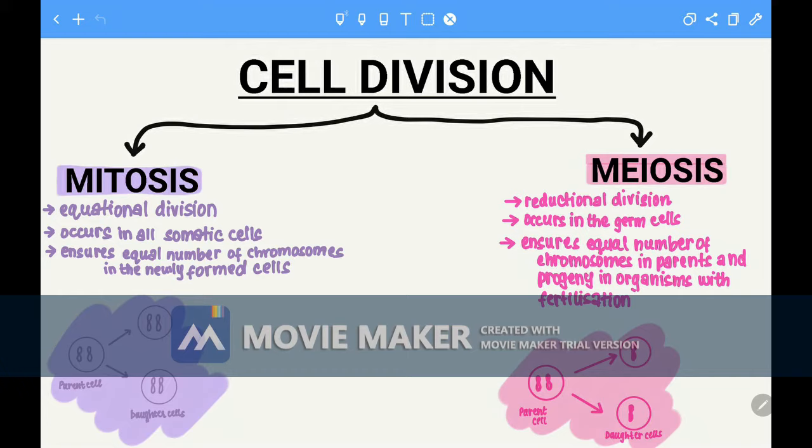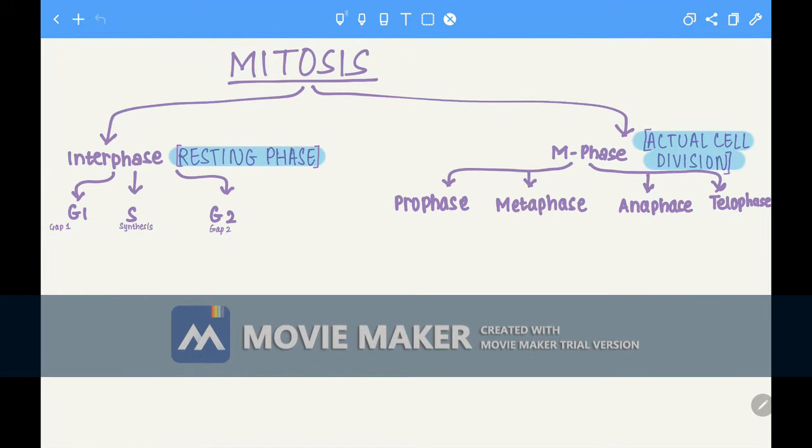Let's look at mitosis now. Mitosis can be broadly classified into 2 stages: the interphase, which is commonly known as the resting phase, and the M phase, wherein the actual cell division occurs. In this video, we're just going to talk about interphase. Interphase further can be classified into G1, S and G2 phase. G1 phase is also known as the gap 1 phase. S phase is known as the synthesis phase, and G2 phase is known as the gap 2 phase.